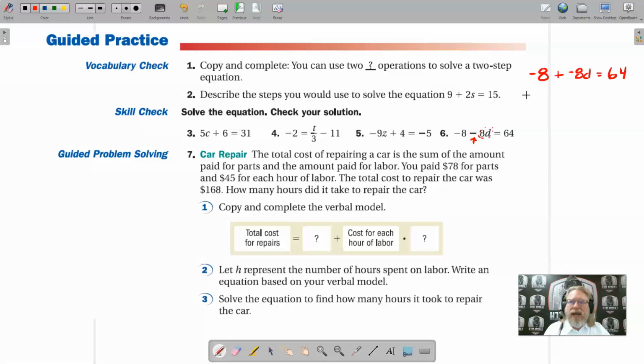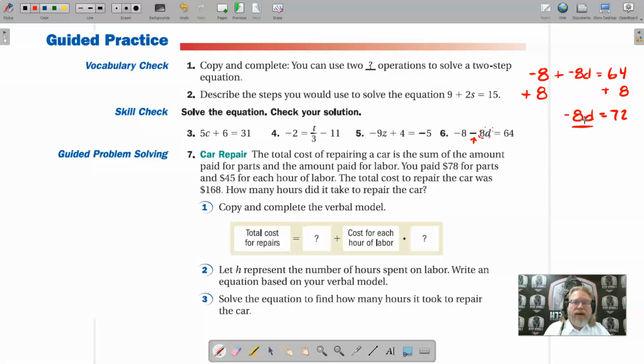So let's first add 8 to get rid of this negative 8 here. And what we do to one side, we're going to do to the other. And so we're going to end up with negative 8d equals, and 64 plus 8 is going to be, what is that, 72, right? Now we need to divide both sides. We're going to divide because the negative 8 is tied to the d through multiplication.